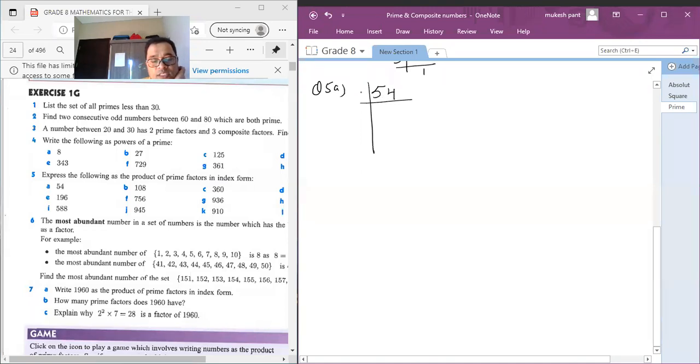So 2 is the least prime number, and Sir George is raising his hand. Oh, yeah, I forgot to lower my hand. Sorry.